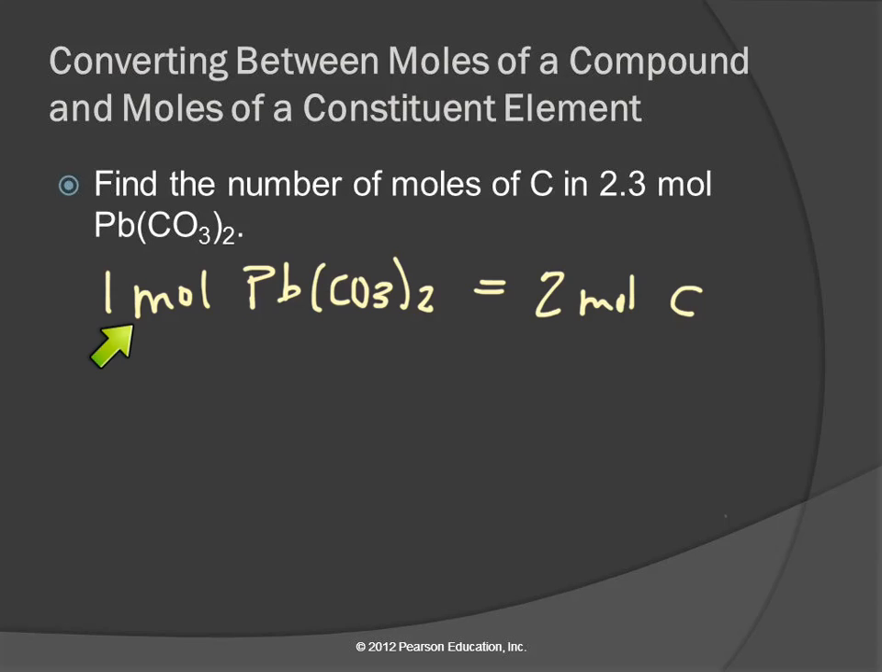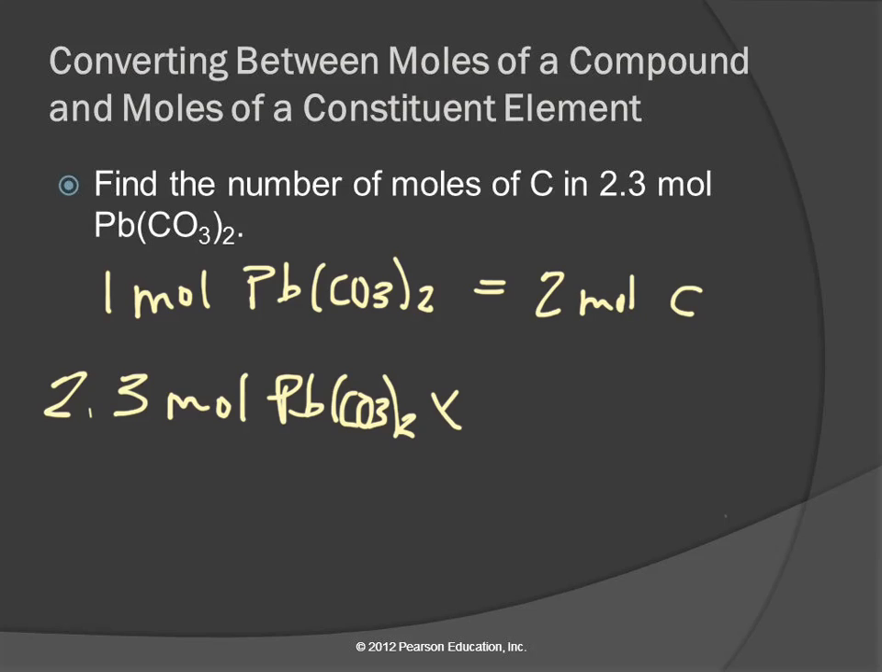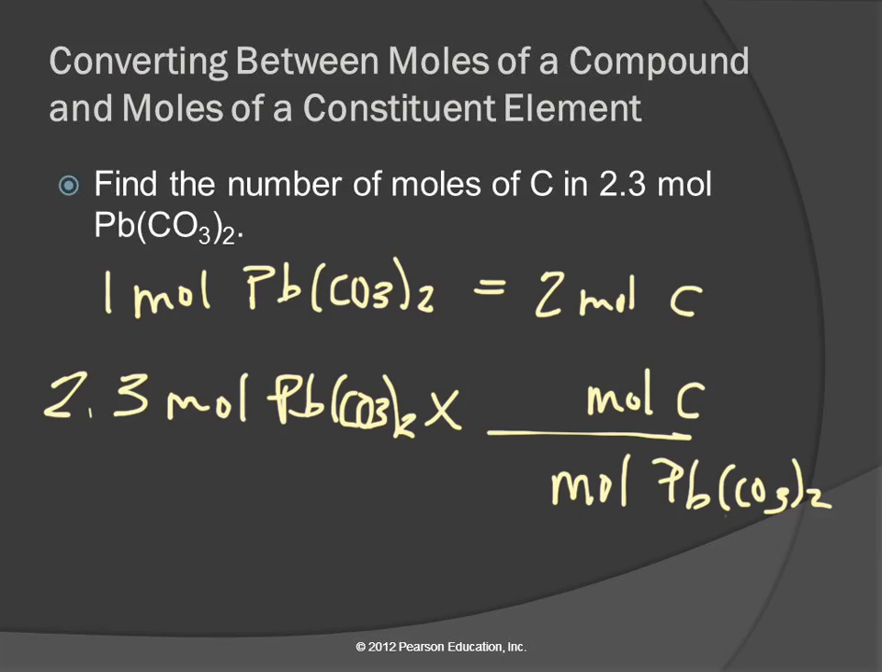So looking at the formula, there's 2 carbons for every formula. And so we've got this 1:2 ratio. So if we have 2.3 moles of the lead 2 carbonate, and we want to know how many moles of carbon are in that, we have 2 moles of carbon for every 1 mole of lead carbonate. So we take 2.3 and multiply by 2 and we get 4.6 moles of carbon.